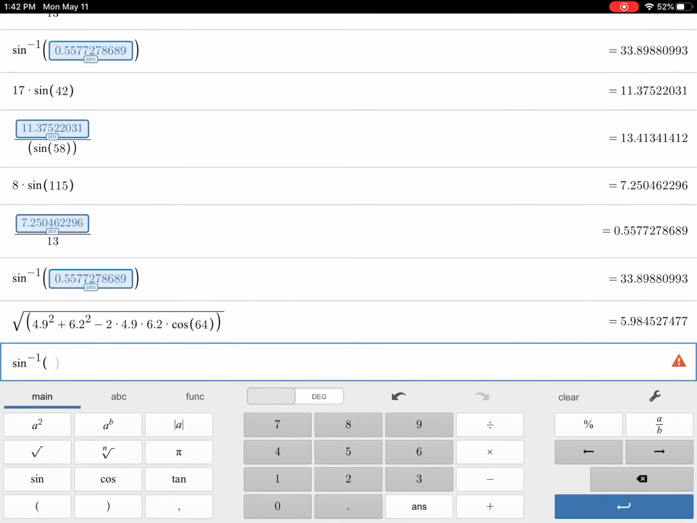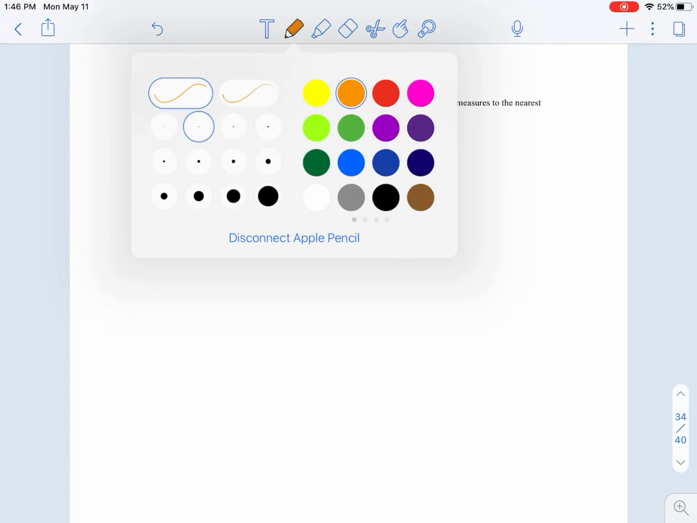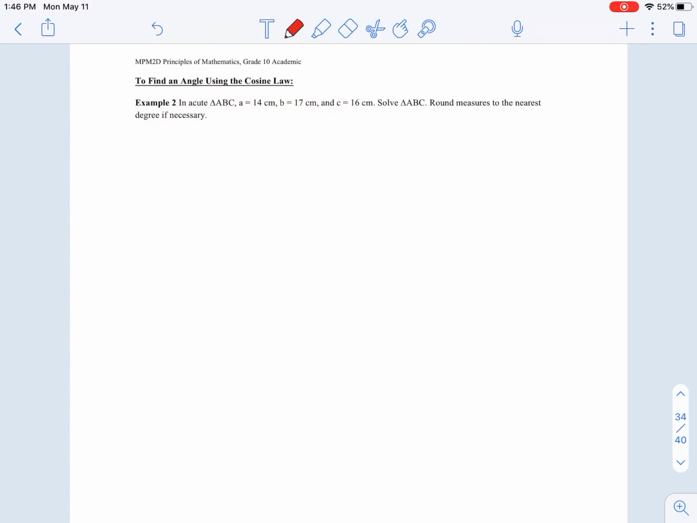So we'll try a slightly more challenging one here. This one we're going to solve for an angle measurement. And we know when solving for an angle measurement in both SOHCAHTOA and sine law, it involves that inverse trig function. So once again, with cosine law, we're going to have to use that inverse function.